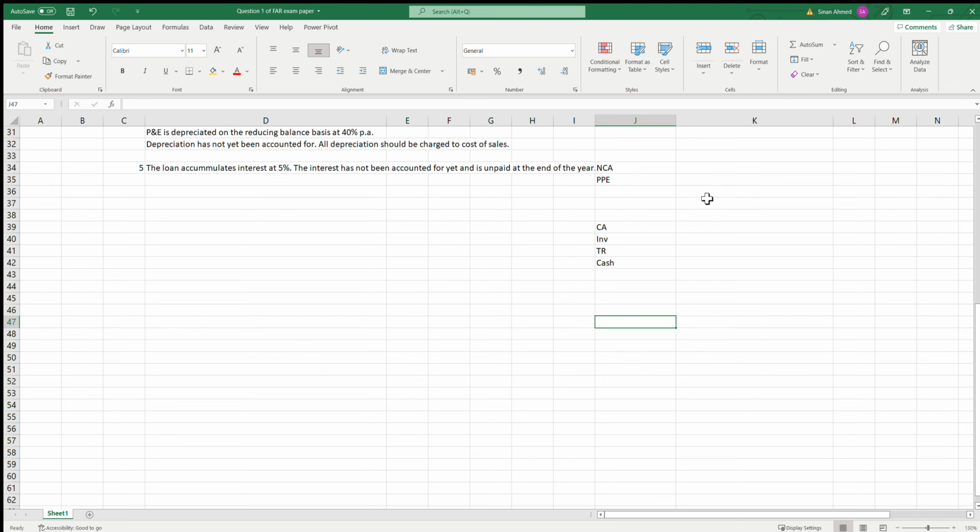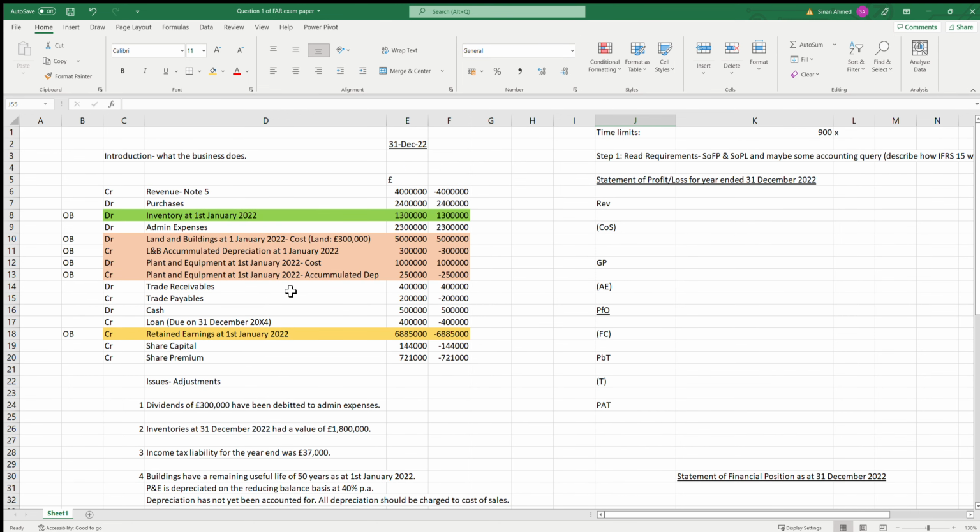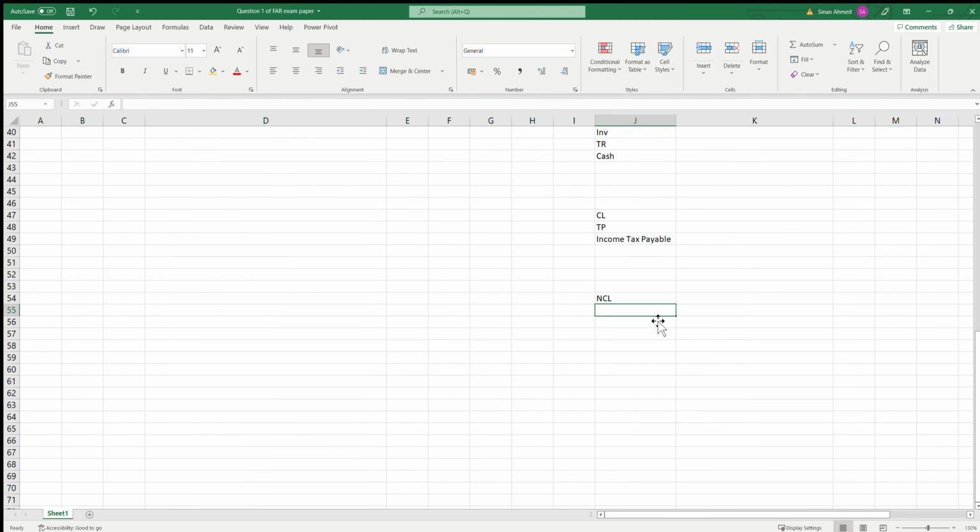Then I'm going to have current liabilities, so trade payables. I'm going to have income tax payable, potentially. Leave some space again. Then I'm going to have non-current liabilities, and are there any in the TB? Yes, there is. There's a loan of this much. Okay, so I'm just going to put the loan here. So do you see I'm leaving a lot of space, and the reason why I'm leaving a lot of space is because there might be some adjustments at the last minute.